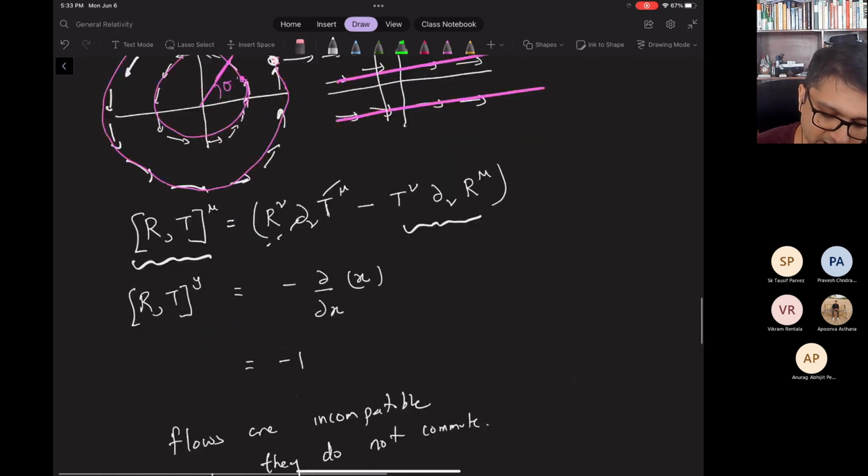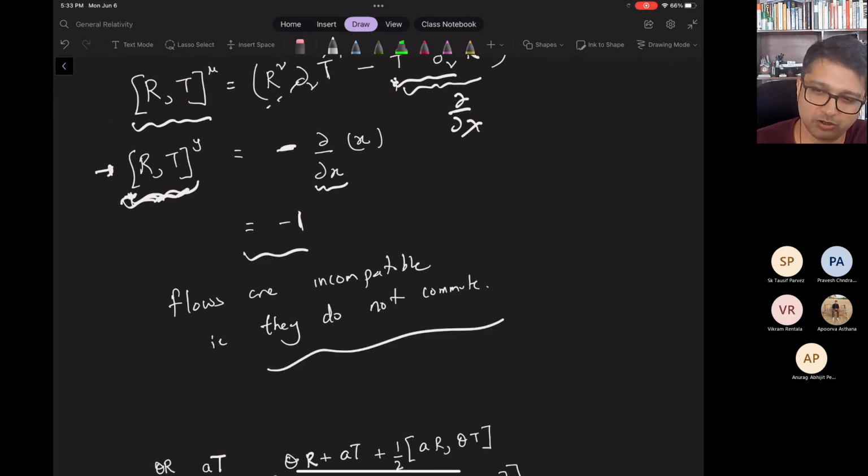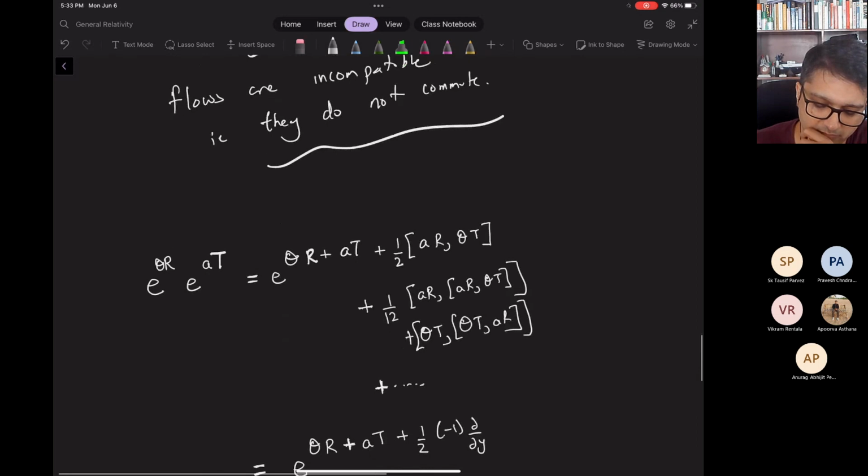So what I get is minus t nu partial nu r mu, where t nu partial nu is just partial x, which I've written here, with a minus sign. If I take the y component of this Lie bracket, it's minus partial x acting on x, which is minus 1. The fact that the Lie bracket is non-zero means the flows are incompatible, that is, the flows do not commute. So the order in which I do the operations, whether I rotate first or translate first, matters.